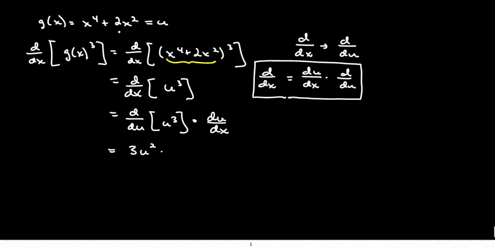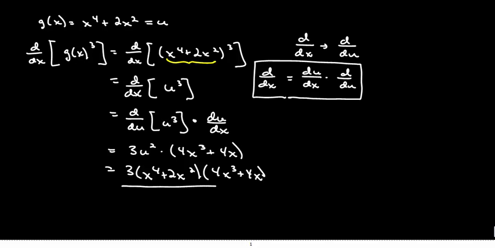Well, u was equal to this, so du dx is the derivative of this guy. That's going to be 4x to the third plus 4x. And u, we said, was equal to this, so we can stick that in here. So that's 3 times x to the fourth plus 2x squared, times 4x to the third plus 4x. This is your overall answer.